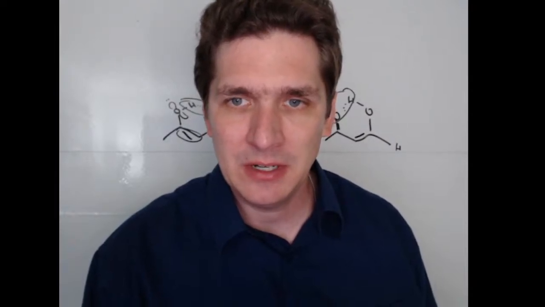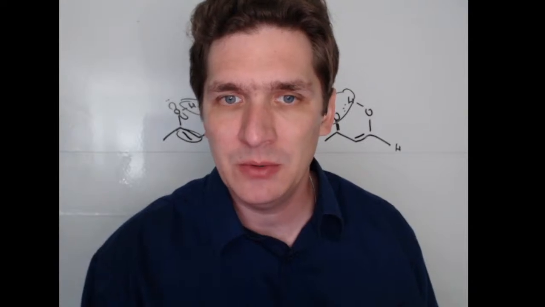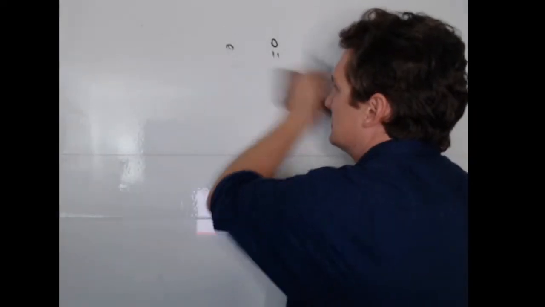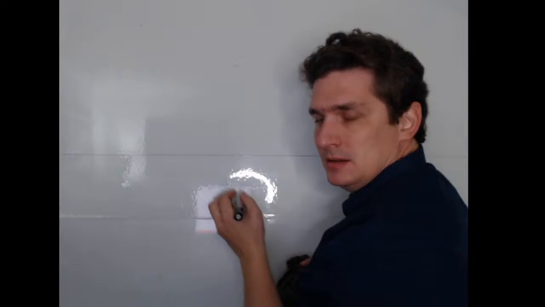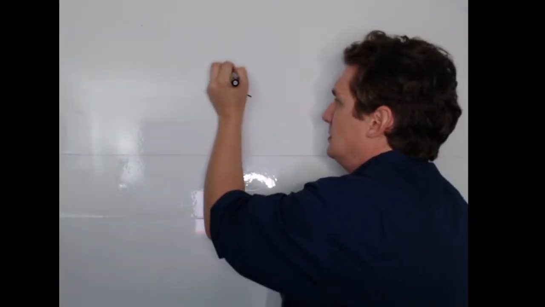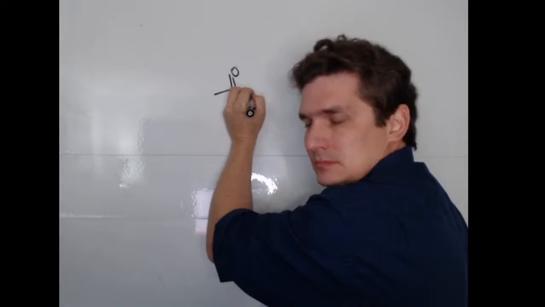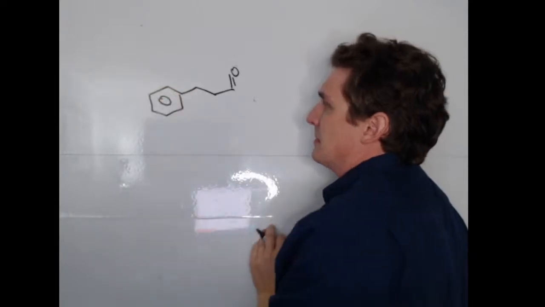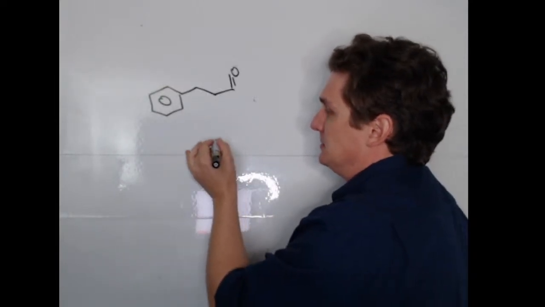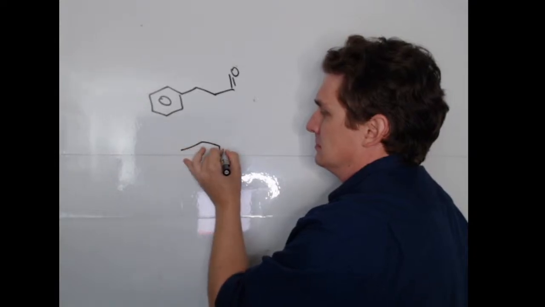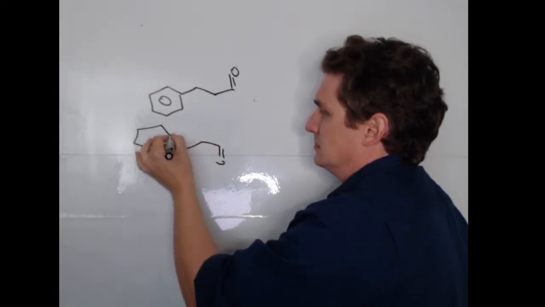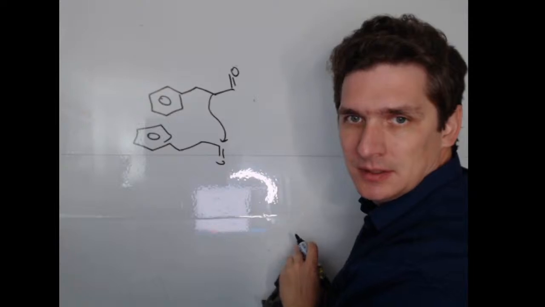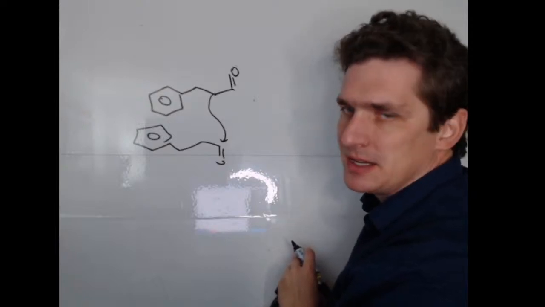Give the structure of the expected organic reagent and the product of the reaction of 3-phenylpropanol with sodium hydroxide and ethanol at 10 degrees C. So this is just going to be an aldol condensation with itself. So this is going to attack here, and I'm going to guess that this is a condensation reaction.